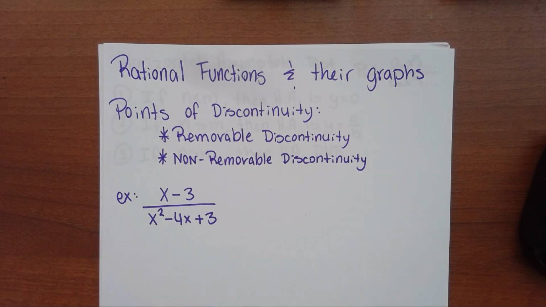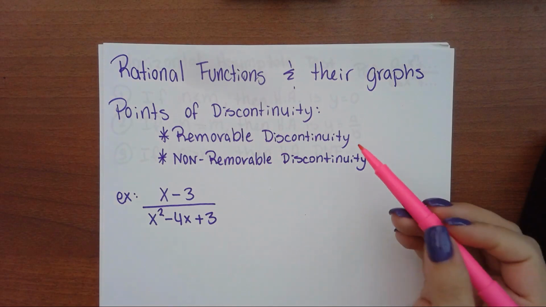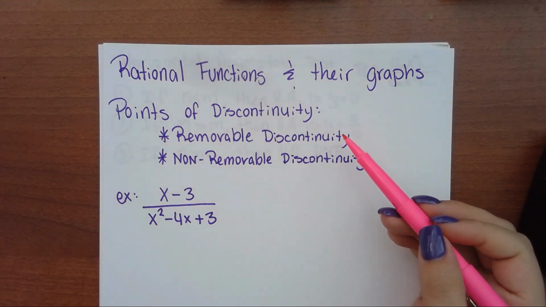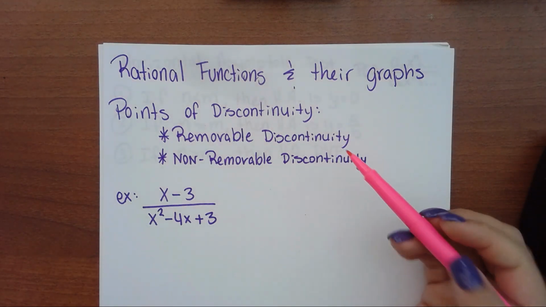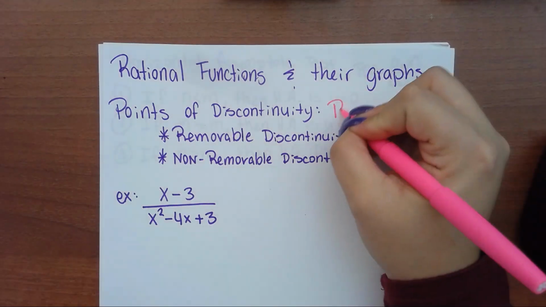So when we talk about rational functions and their graphs, there's a couple of things that we need to know before we get into that. And the first one is, what is a point of discontinuity? So there are two types of discontinuity. There's removable discontinuity and non-removable discontinuity. Discontinuity is literally talking about your restrictions.